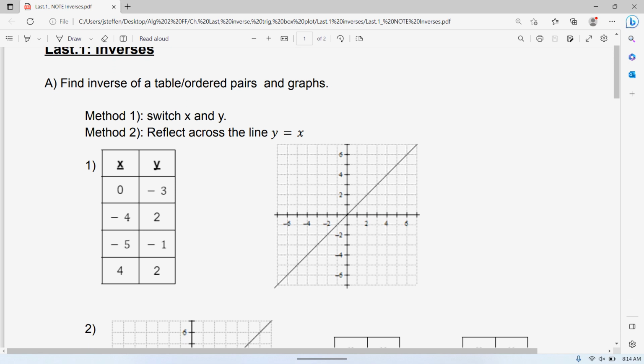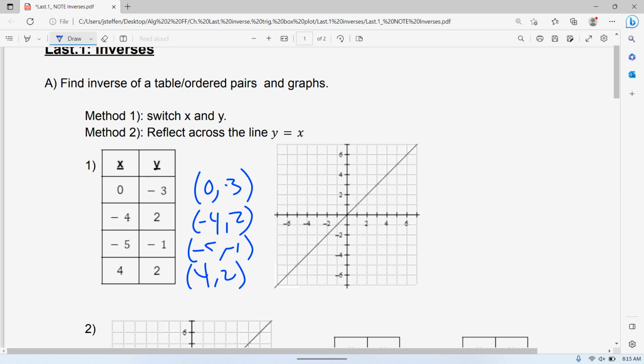So the first one, the inverse of a table or ordered pair, and graphs. The first one is a table. Now, a table and an ordered pair is the exact same. The only difference is they set up their ordered pairs in the table. So I can make this one an ordered pair simply by making it (0, -3), (-4, 2), (-5, 1), (-1, 4). Again, we'll do some ordered pair problems, but they're all the same. Tables and ordered pairs are no different.